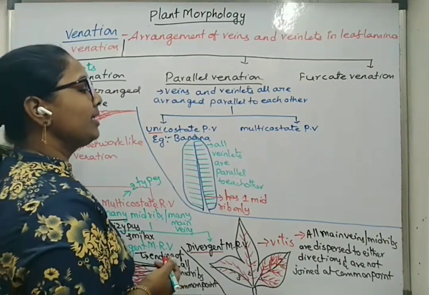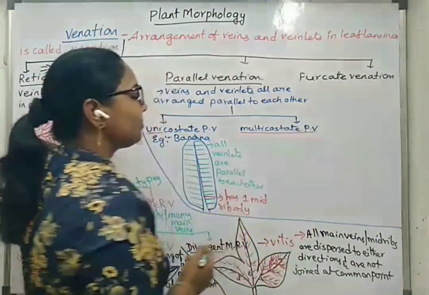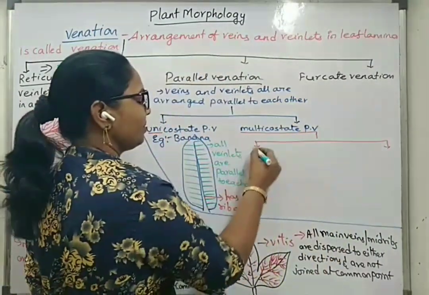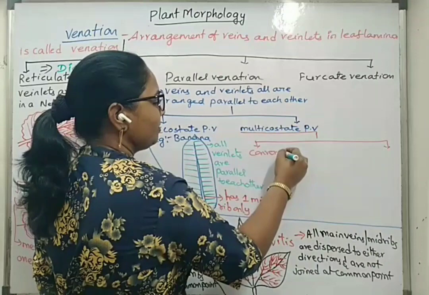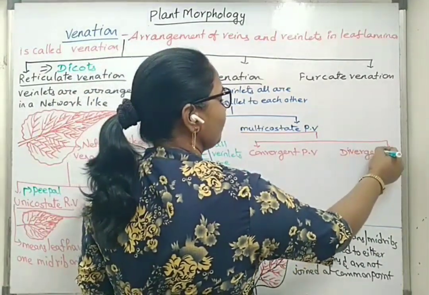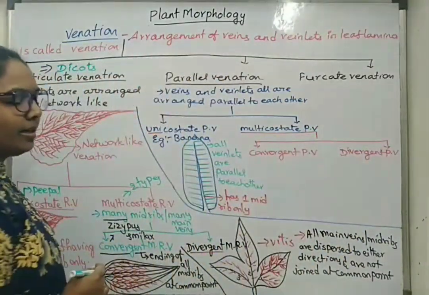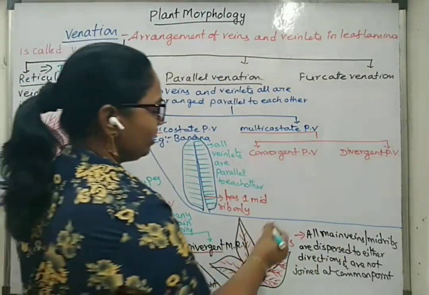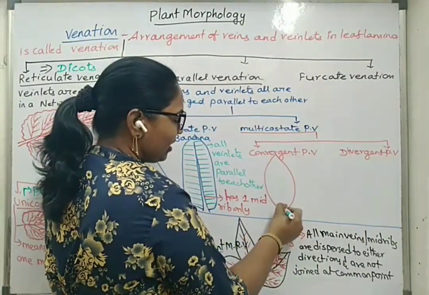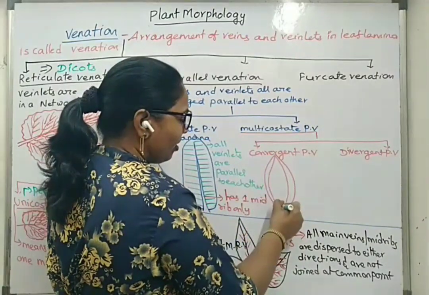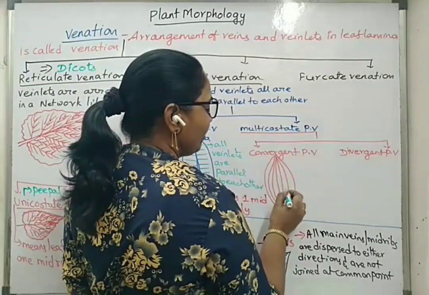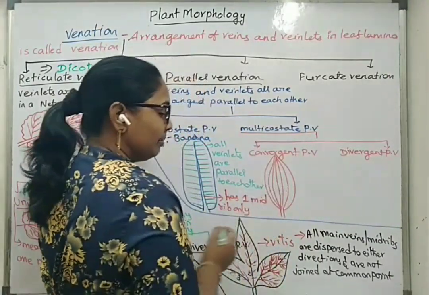Next, coming to multicostate parallel venation. It is again of two different types: convergent parallel venation and divergent parallel venation. Under convergent parallel venation, the leaf gives rise to many midribs like this, and all midribs are joined at one common point. So here we have represented 1, 2, 3, 4, 5 midribs.